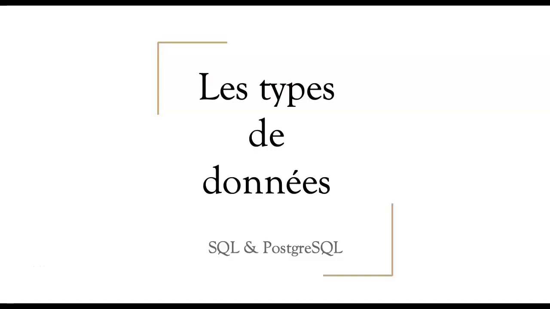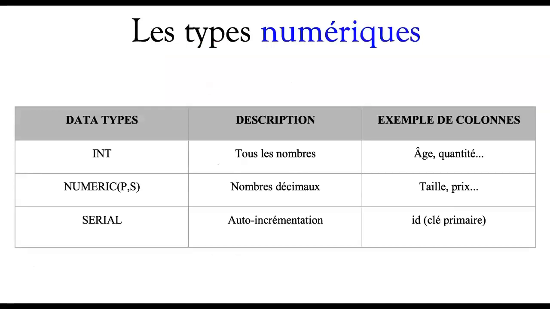Hello. In this video, we'll be discussing different types of data. There are many types of data in PostgreSQL and every database management system, so we'll only cover the most common and useful ones. The first category of data types is the numeric type. The first type is int or integer. It is undoubtedly the most commonly used type you might encounter in a database. This type is used to store all numbers, so many columns you will find will have an int type, like for age or quantities.